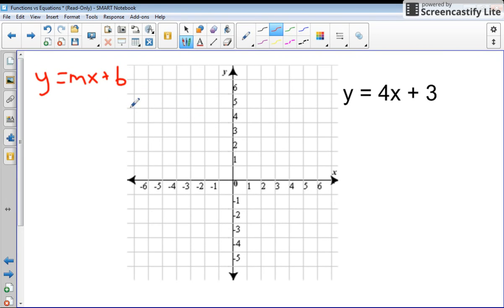But the reason why we use this form, y equals mx plus b, is it tells us the things in this equation, specifically that 4 is m and 3 is b. Now, we don't call this mb form. We call it slope-intercept form. So another name for the m is your slope. Another name for b is your y-intercept.